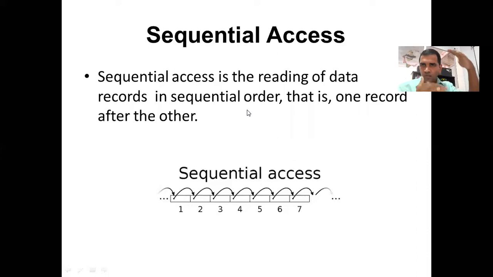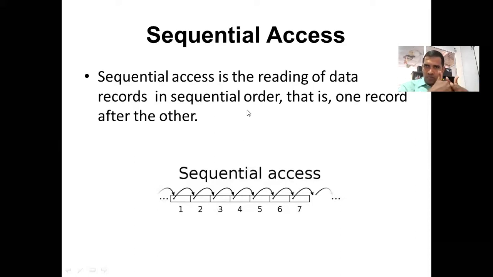Have you understood? There is a file with 1,000 students' details. Now you want to access the 100th record, the student who is written as record 100. To access that particular student, you cannot go to the 100th record directly. You need to start from the beginning, and you need to go one by one. This is called sequential access.